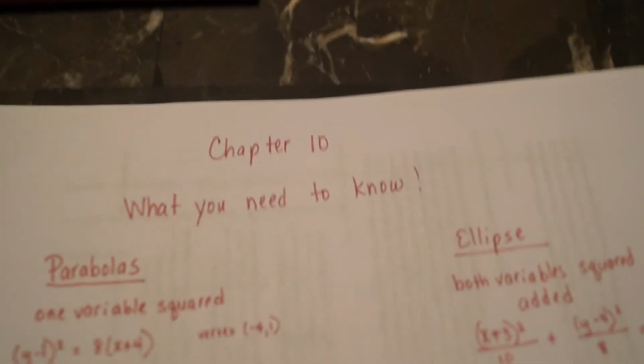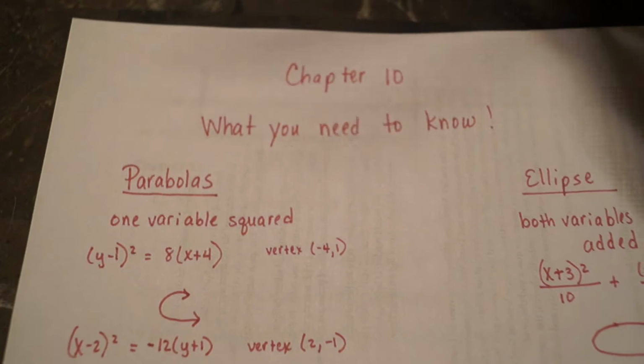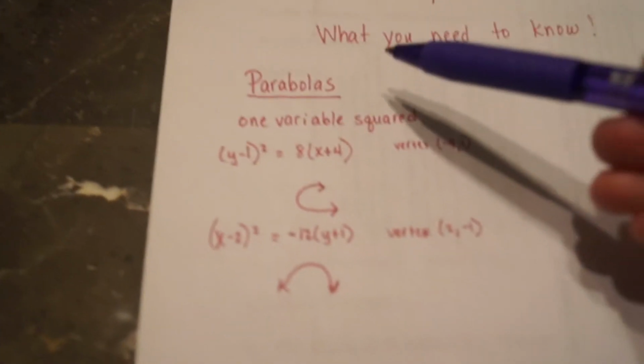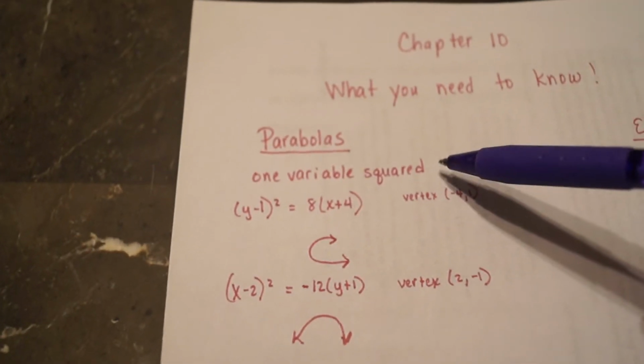All right, chapter 10, what you need to know. So I've kind of summed up what's on the exam. There was a lot more in the chapter, but one bit at a time. A parabola is one variable squared. So that's how you can tell it's a parabola.